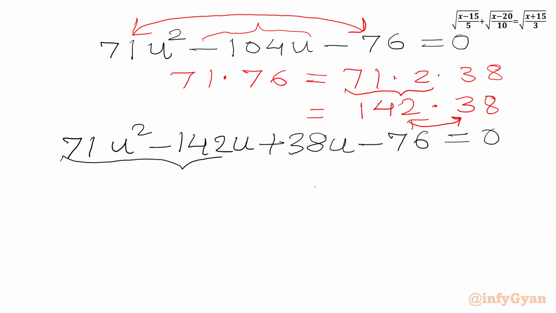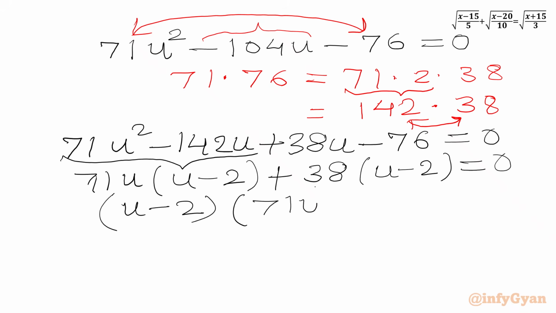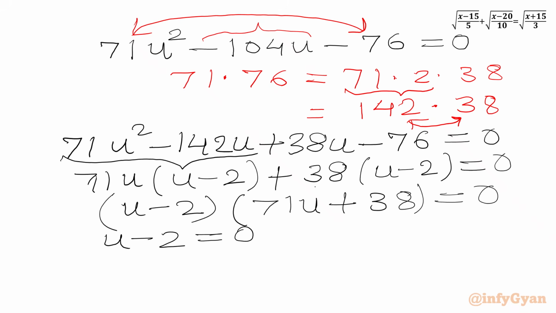Now from the first two terms we can take 71u common out. So in the bracket there will be u minus 2. From the next two terms we will take 38 out and we'll write u minus 2 in the bracket, equal to 0. U minus 2 is overall common. We will get 71u plus 38 in the other bracket, equal to 0. Using the product 0 rule, we will write either u minus 2 equal to 0 or 71u plus 38 equal to 0.